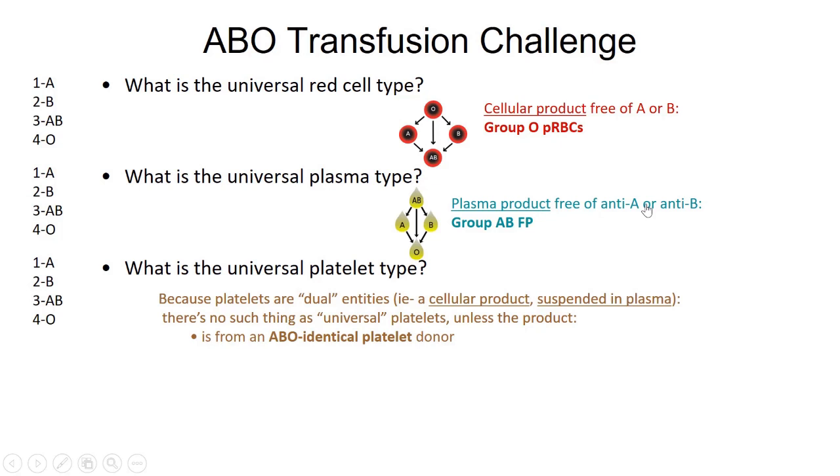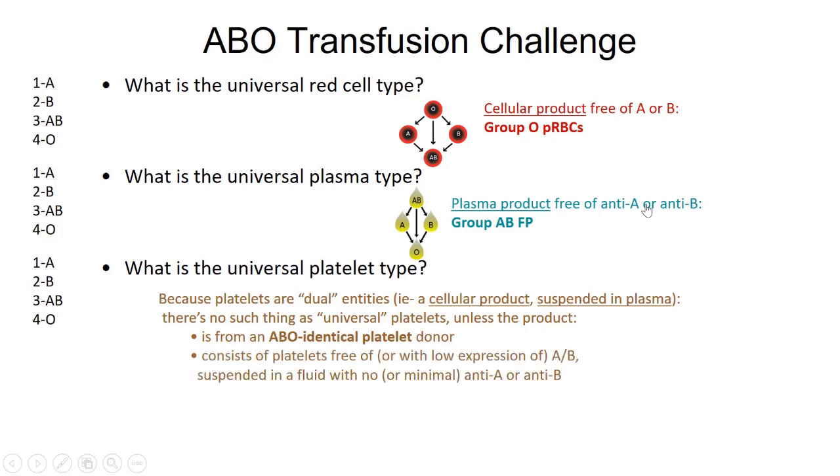And the only thing that gets a little less fraught is if you have a platelet donor or a platelet source that is known to be lower in its expression of A or B substance. For example, the O heterozygous A's and B's, suspended in a fluid with no or minimal anti-A or anti-B. And so that could be in the plasma of a group AB person or in a platelet additive solution that is free of isoagglutinins. In other words, this choice contrives a universal platelet option.